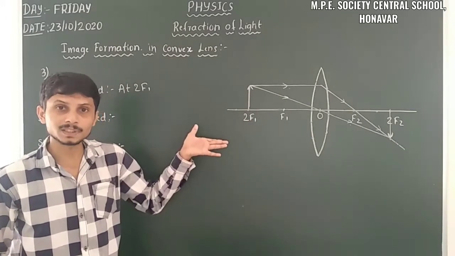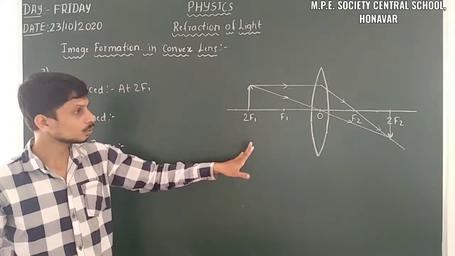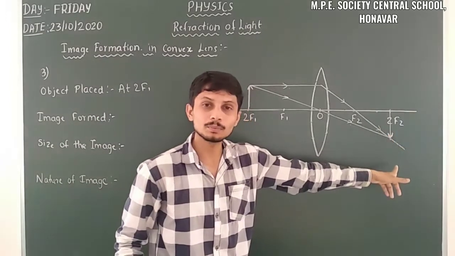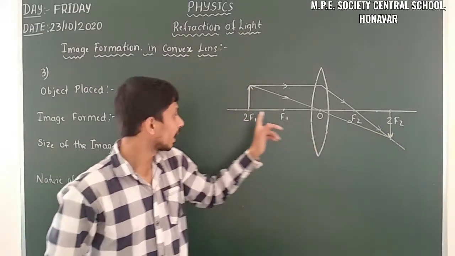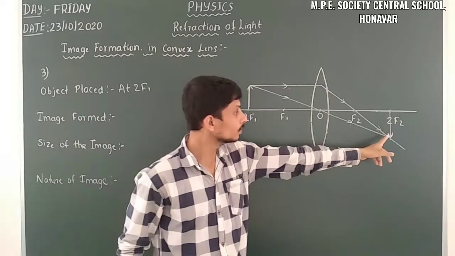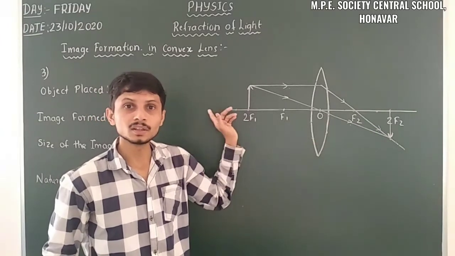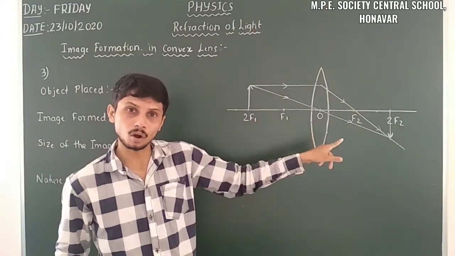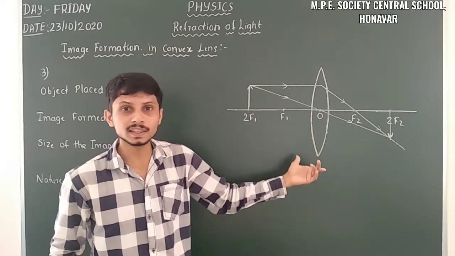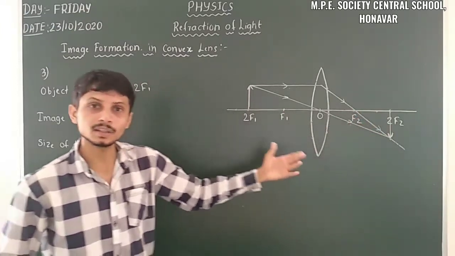So when an object is placed on 2f1, where is the image formed? At 2f2 the image is formed, and compared to the size of the object, the size of the image has the same height. So we can take it as the same as the object. And then let us know what the nature is. The nature of the image is real and inverted.